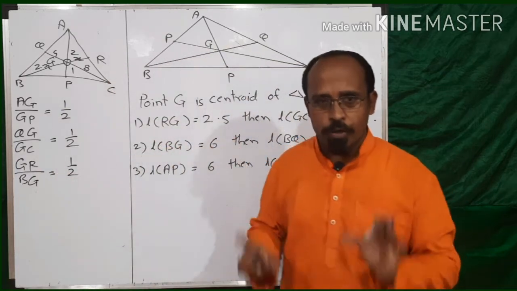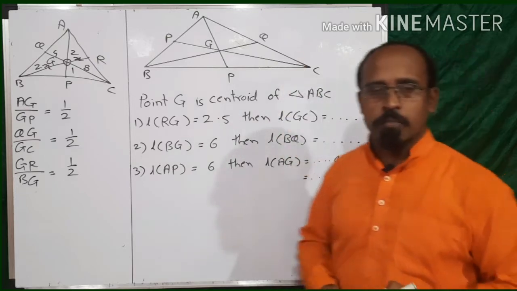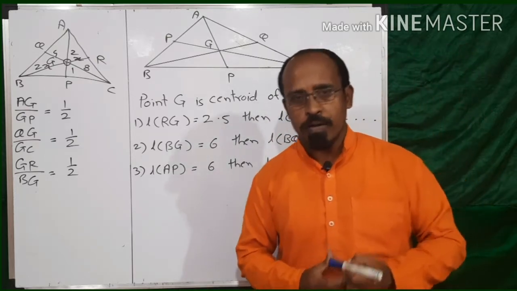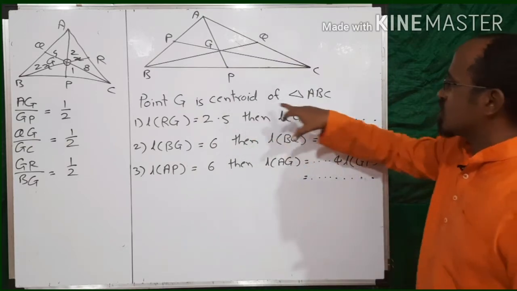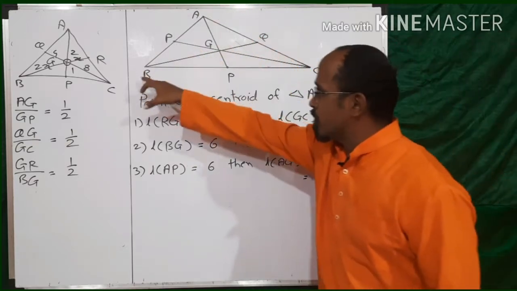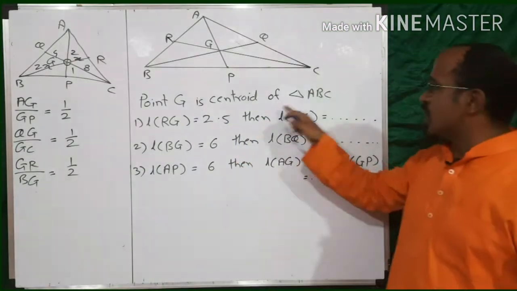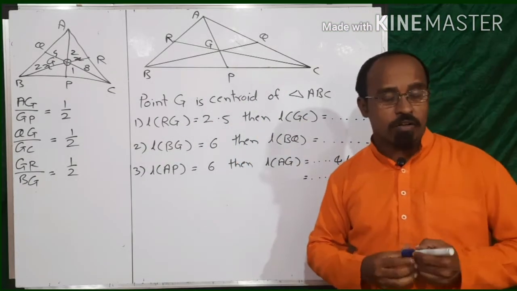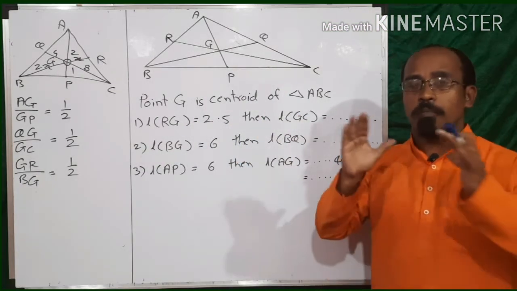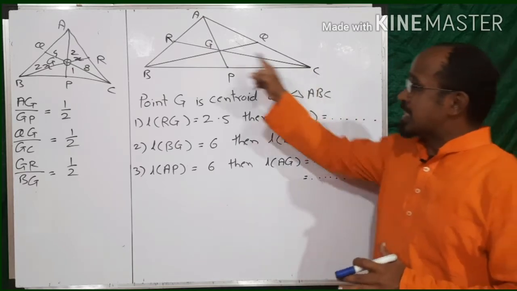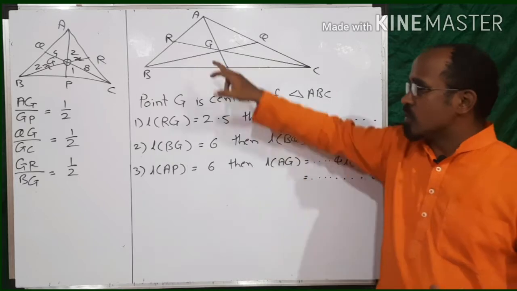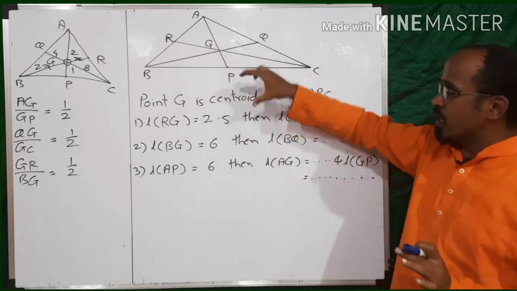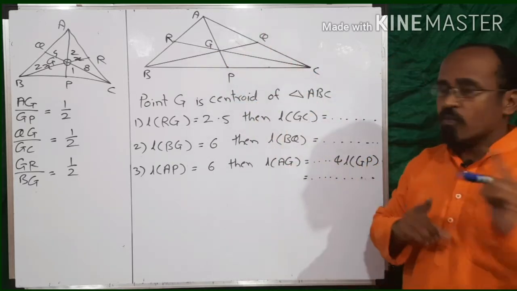So this is the property. This property we are going to use to solve question number 7 of practice set 4.1. So let us see the question. What is the question? Point G is the centroid of triangle ABC. ABC is a triangle. What is meant by centroid? Centroid is the point of concurrence of all medians. Means CR, BQ and AP. These are medians. G is their centroid, so it is dividing all these medians in the ratio of 1:2.